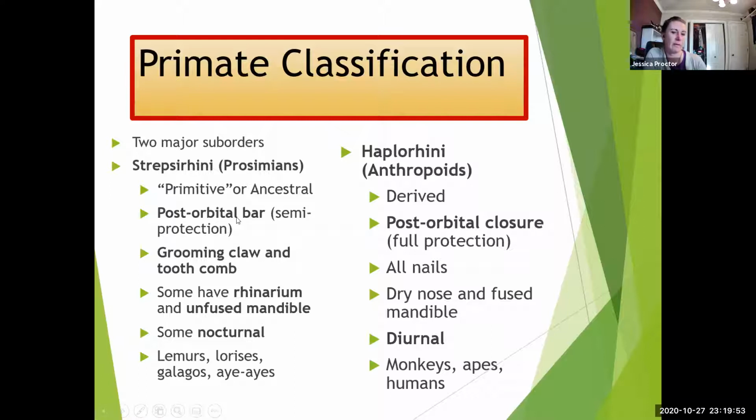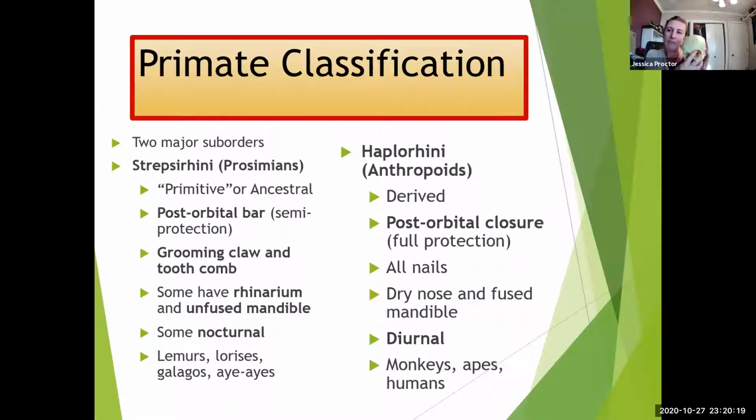So these are the features that will help you identify them. So this will be very important for lab number 10. So the strepsirrhines are the only primates that have only a post-orbital bar. They do not have full closure. And I'm sorry, I wish I had a lemur skull to show you guys. But just so you know, if there was no closure, there would be an opening here. So this part of the eye here, that's the post-orbital bar.